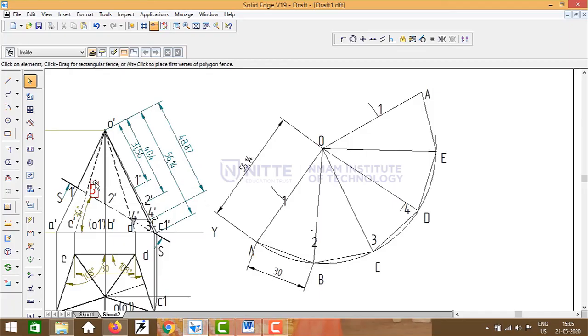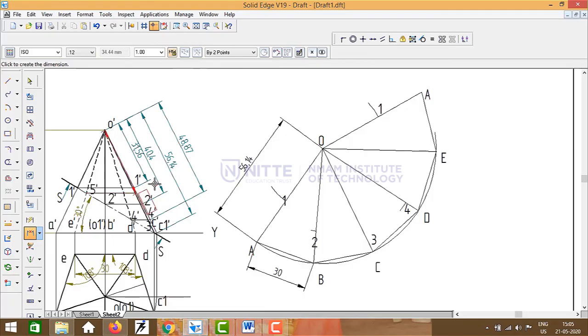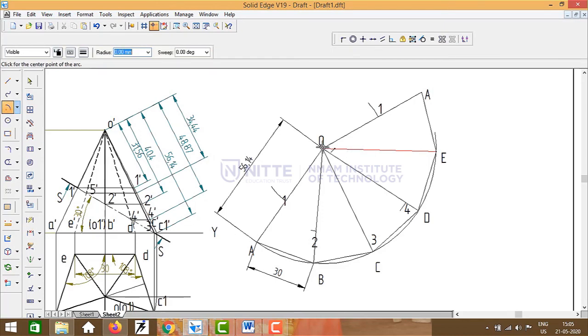Next on OE, so O dash E dash is cut at point 5 dash. So project it, 5 dash, to the true length line. So that will be 5 dash. Next, measure the distance between O dash and this 5 dash, true length, which is nothing but 34.44. So go to arc by center point from O, cut the distance of 34.44. So this will be the point 5.